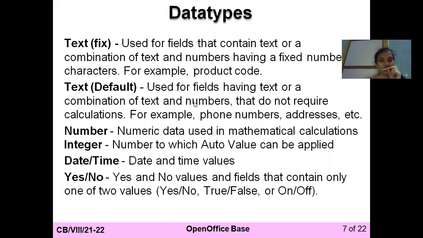Second is the text default. It is used for fields having text or a combination of text and numbers that do not require calculation. जितने भी लिखने हो लिख सकते हो, कंपलसरी नहीं होता. जब भी आप एड्रेस लिखते हो, किसी का बहुत कम होता है. Some of the students write only Mahavir Nagar. Some of the students write the full address, near this road, highway, etc. Yes, Rutvi?